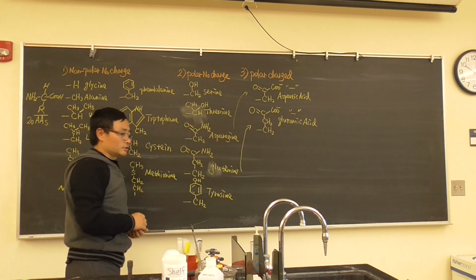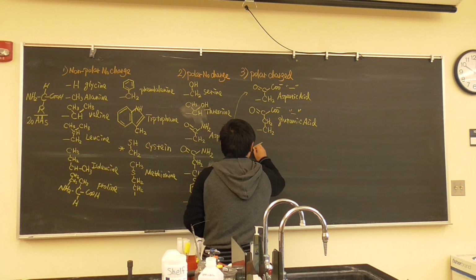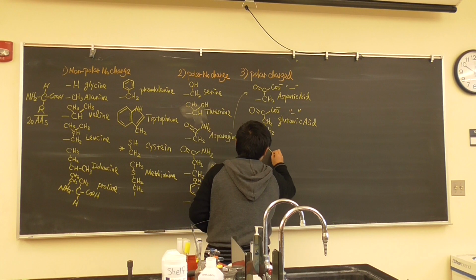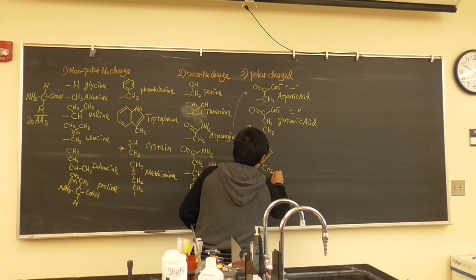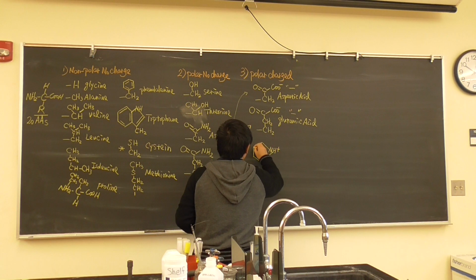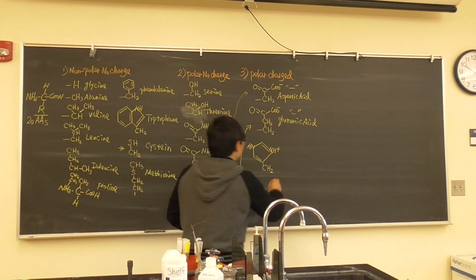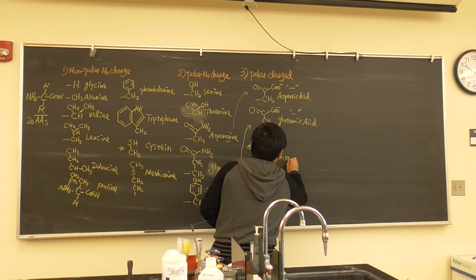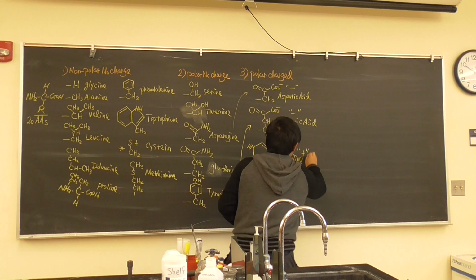And then we're going to go to 3 positively charged. The first one is a little bit tricky always, because it has 5 carbons. Then CH2, and this is NH plus. Then you have NH right here, so we do 2 double bonds. This is histidine. This is positively charged.